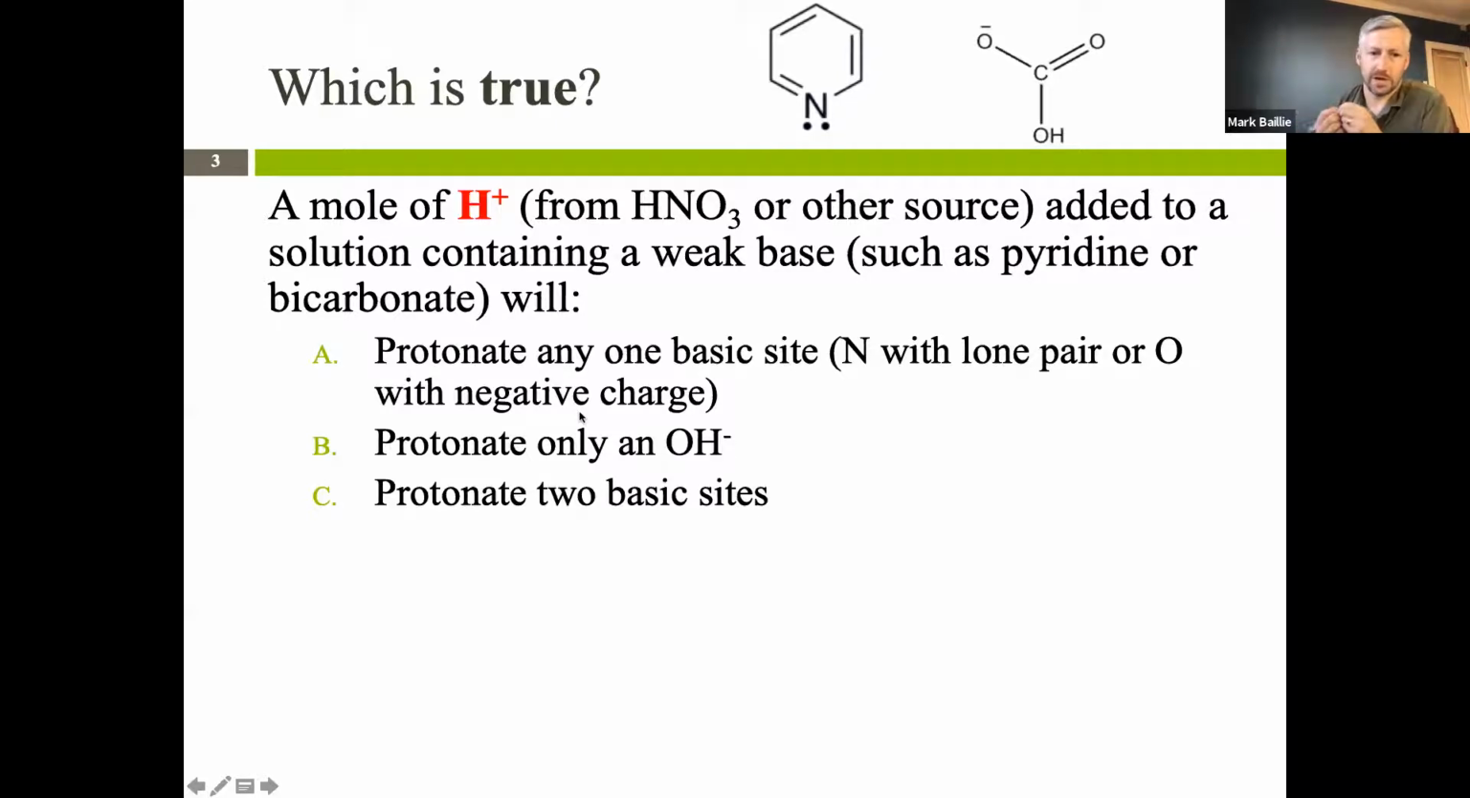So you think that it doesn't matter whether it's an OH minus or strong or weak base is what you're saying? I think so.